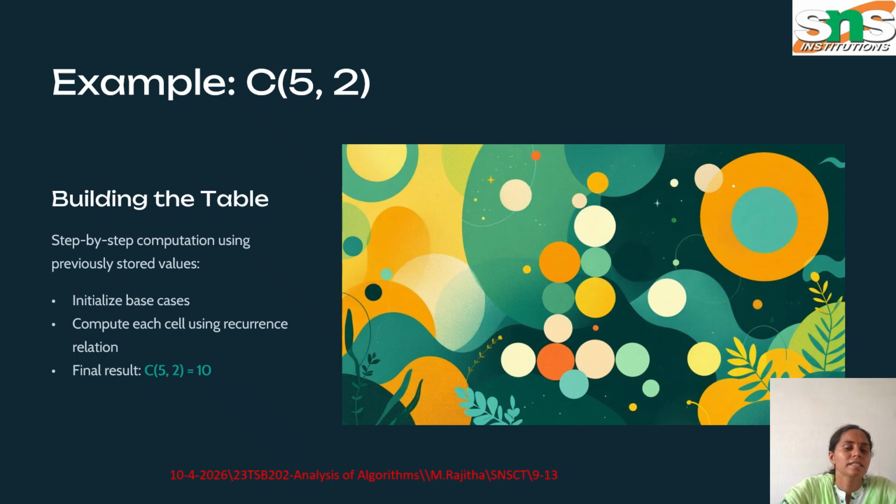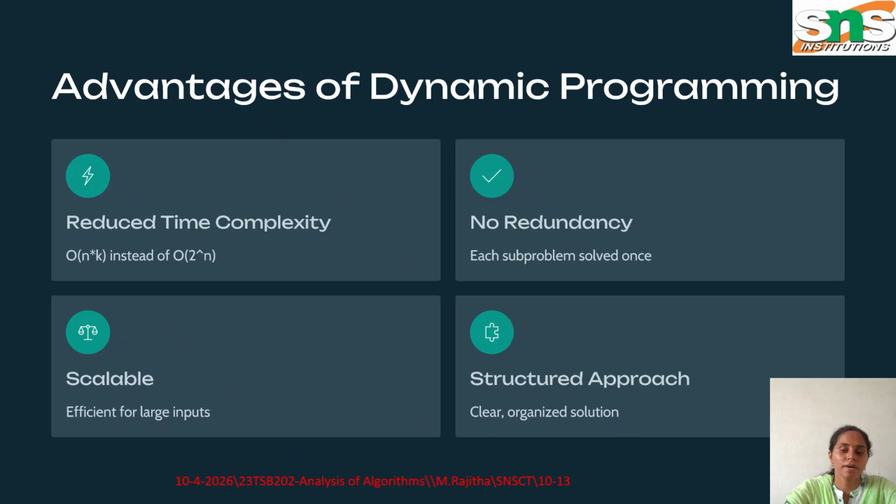Example: let's take an example, C of 5, 2. First, initialize the base cases, then fill the table row by row. Each value is computed using previously stored values. Finally, we get C of 5, 2 equals 10. This shows how dynamic programming builds the solution step by step.